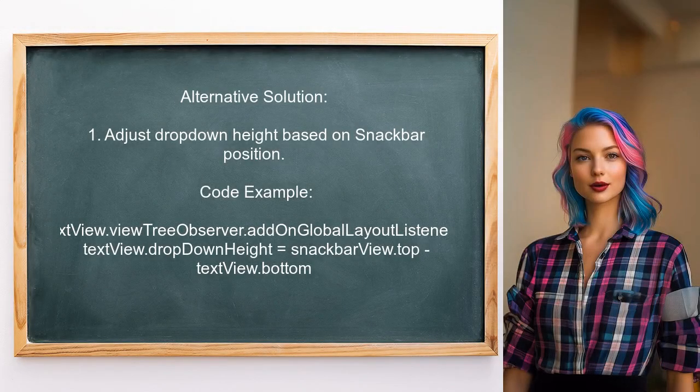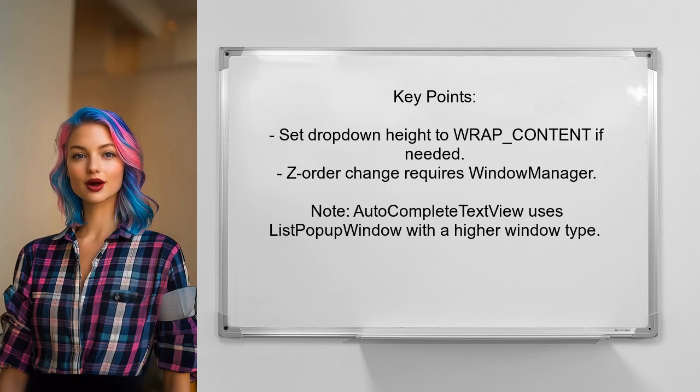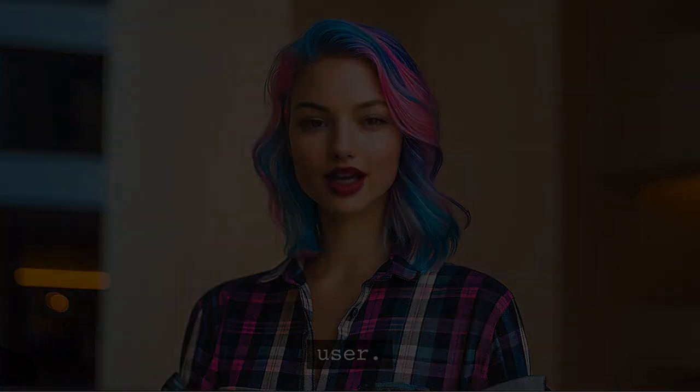An alternative solution proposed by another user involves adjusting the height of the autocomplete text view's dropdown. They suggest calculating the dropdown height based on the snack bar's position to ensure it remains visible. They also mention that if the suggestion list is long, you might want to set the dropdown height to wrap content instead. However, changing the Z order of the snack bar directly is not possible without adding it to the window manager. Let's take a look at an answer from another user.